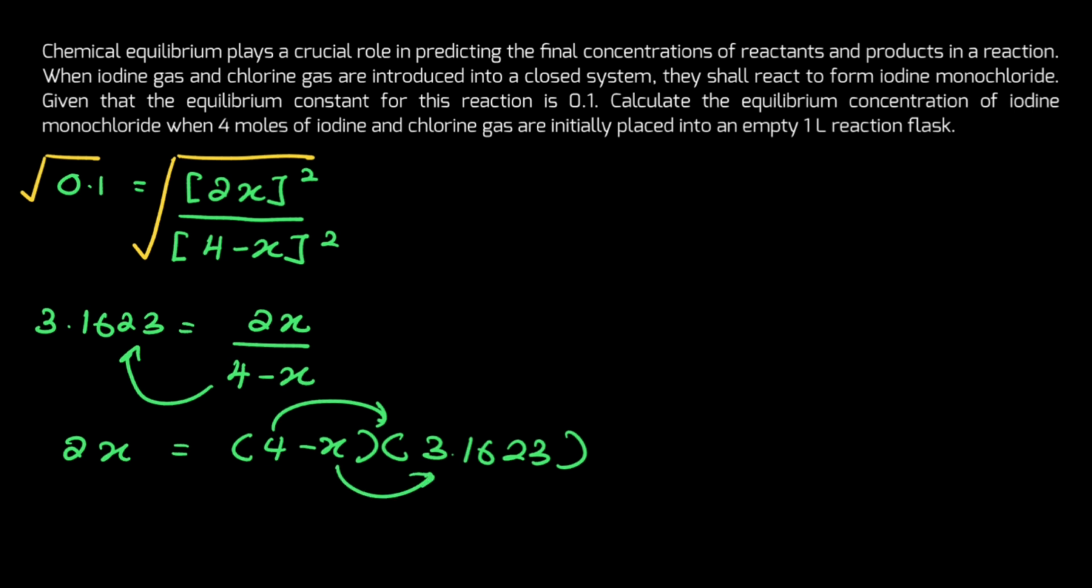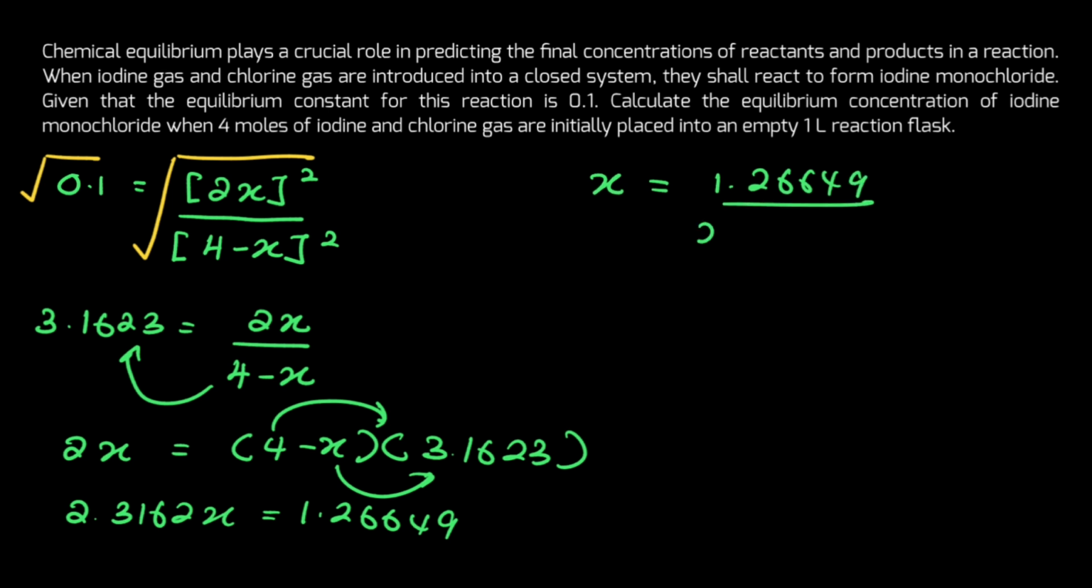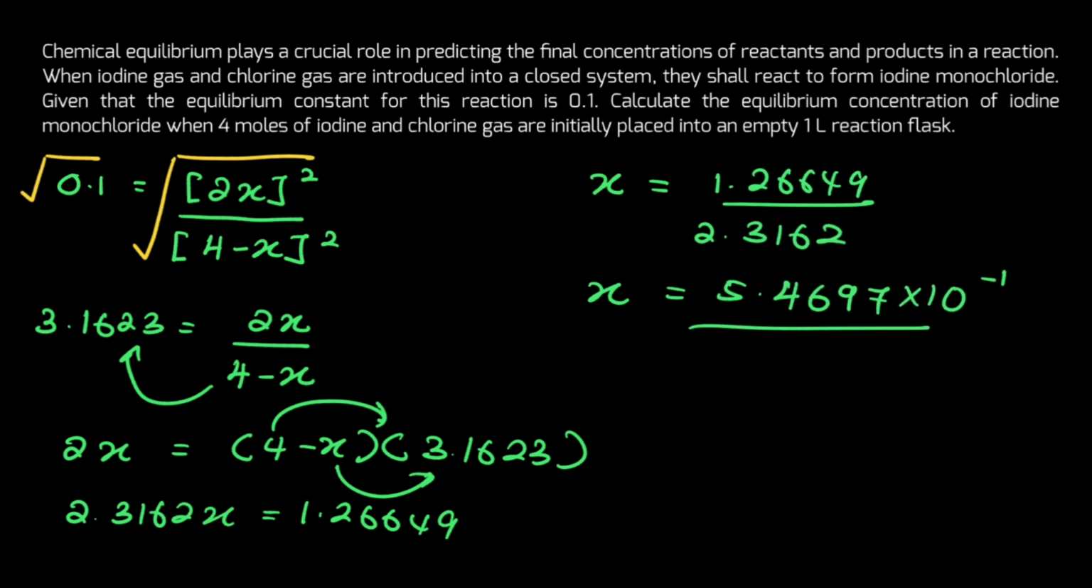So you will get 2.3162x equivalent to 1.26649, because you just have to rearrange the x's onto one side. Therefore you will get x equivalent to 1.26649 divided by 2.3162, and your x should be equivalent to 5.4697 times 10 to the power of negative 1. So this is your value of x.